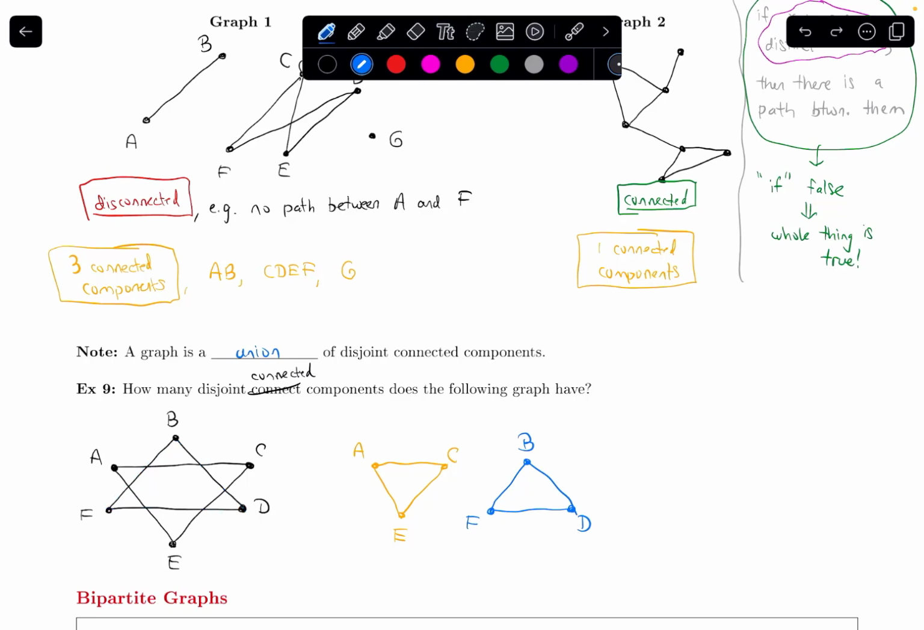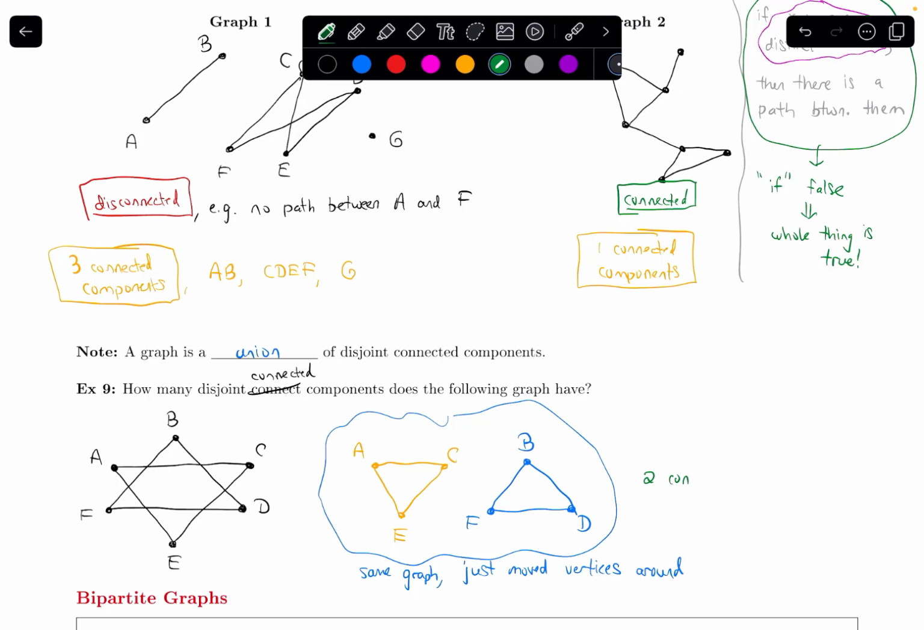So the way that I've drawn these two triangles over here, this is actually the same graph. We just moved the vertices around. And we've seen before that that is a totally legal thing to do with a graph. By moving the vertices around, it makes it easier to see how many connected components there are, because now it's clear, there's two of them. There's two connected components. It's just each of these triangles that we got. And there we have it.